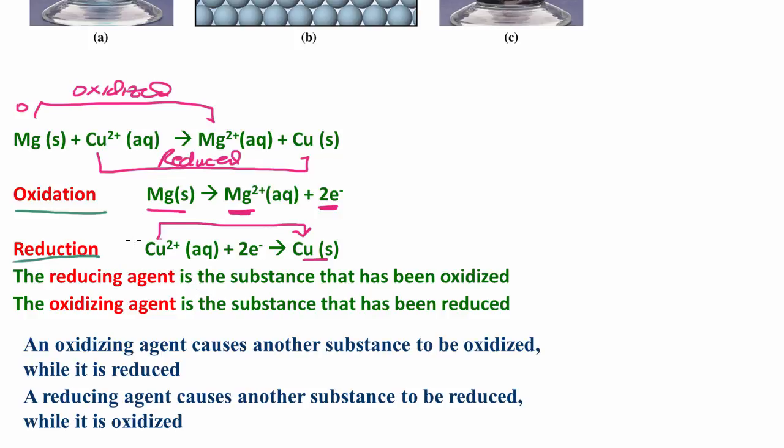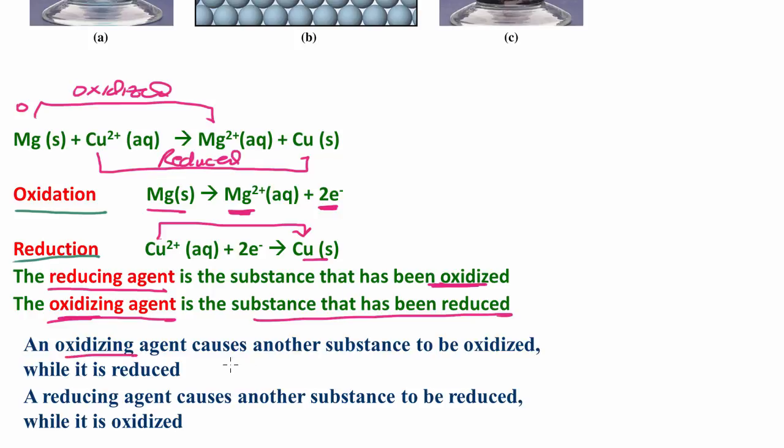Obviously, something causes an oxidation, something causes the reduction. We call those reducing and oxidizing agents. So the reducing agent is a substance that's been oxidized. In this case, the magnesium acts as the reducing agent because itself is oxidized. The oxidizing agent is the substance that has been reduced. So the copper 2 ion acts as the oxidizing agent. It causes the oxidation because it has been reduced itself.